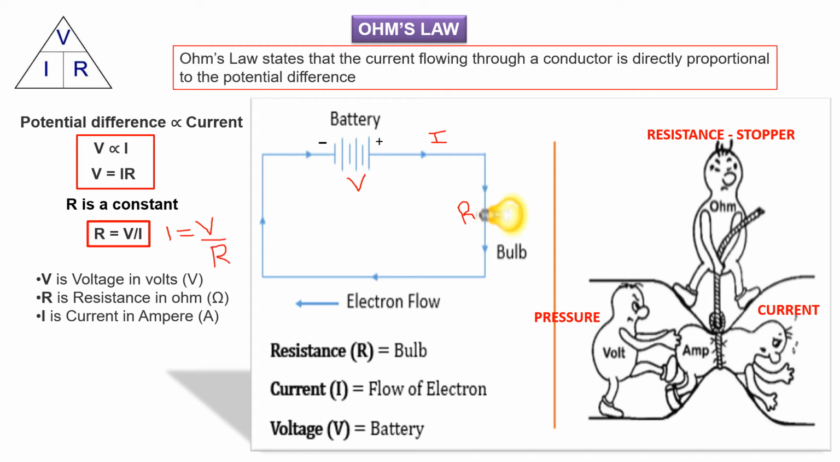This is also very simple. I is equal to V by R. Very easy, no? I is equal to V by R. R is equal to V by I.